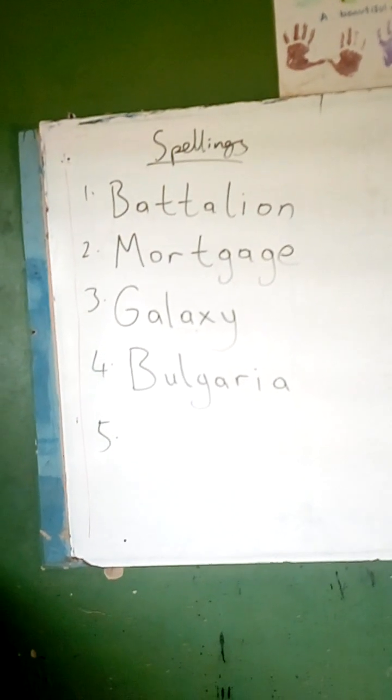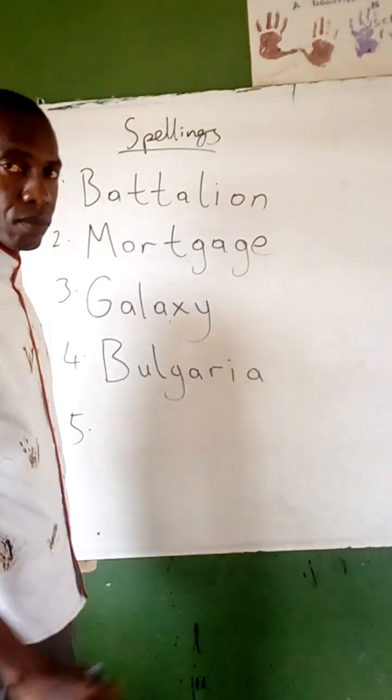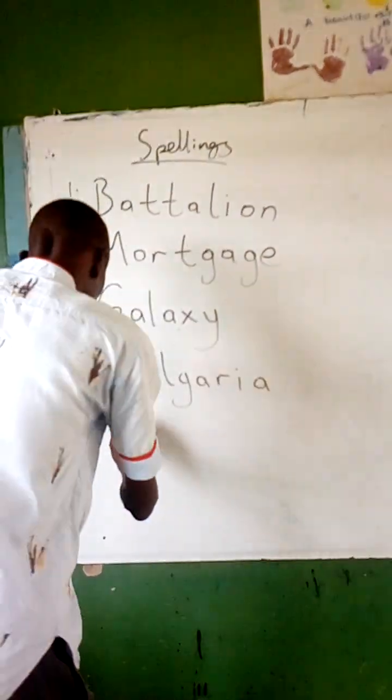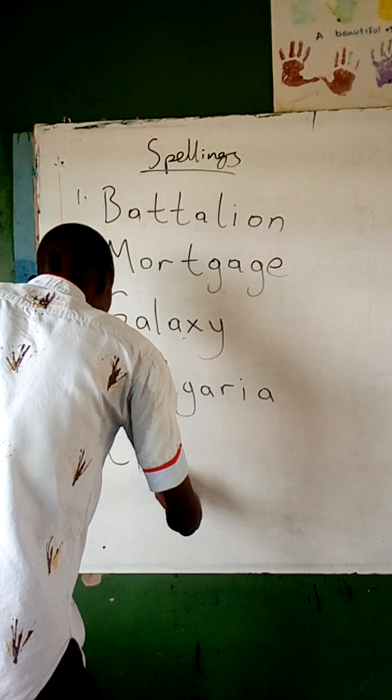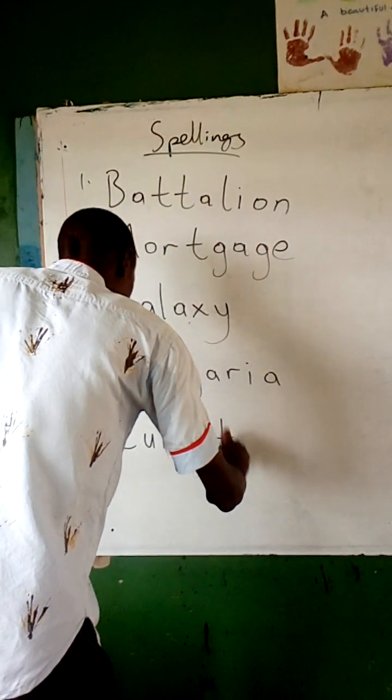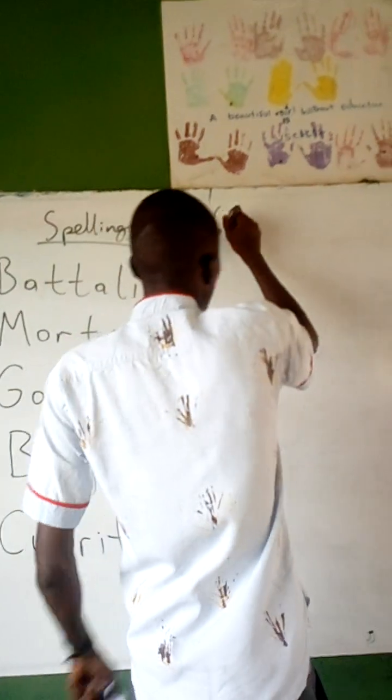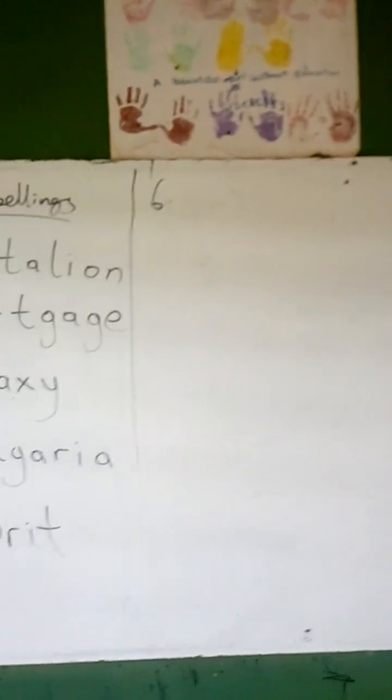Now, the next one is culprit. Spell culprit. C-U-L-P-R-I-T. Very good. Culprit. C-U-L-P-R-I-T. Culprit.